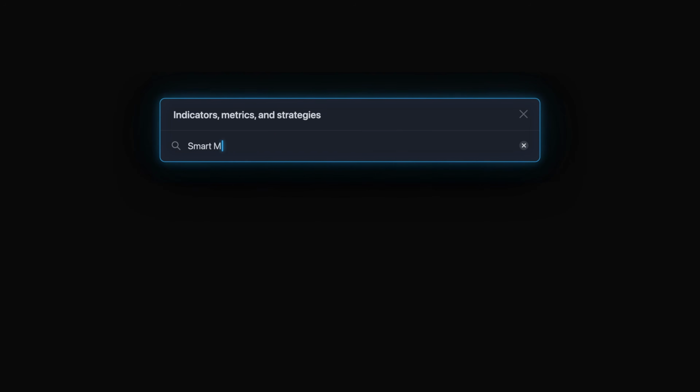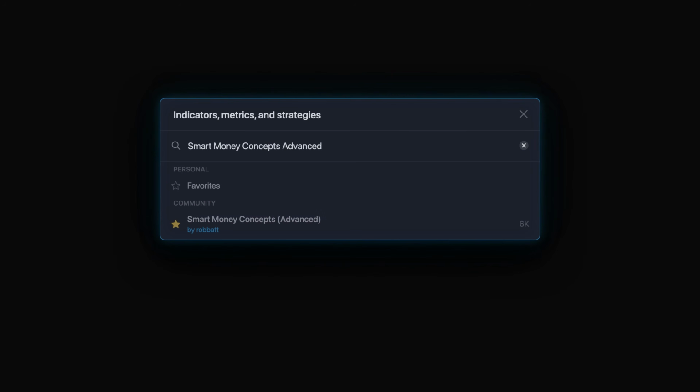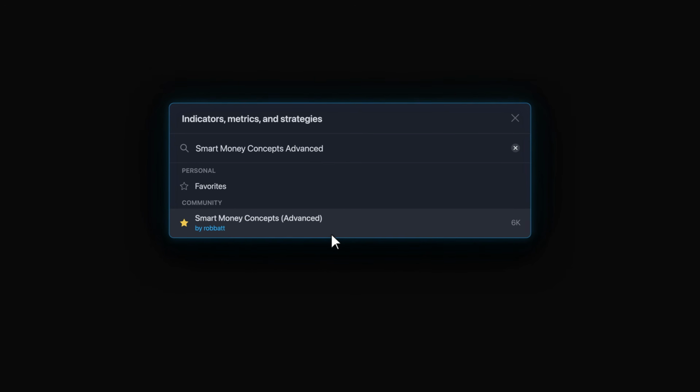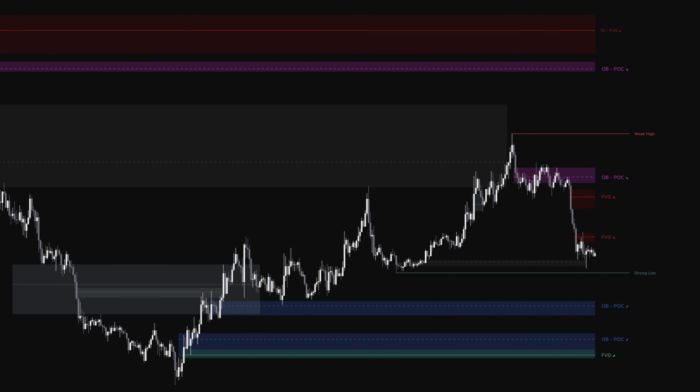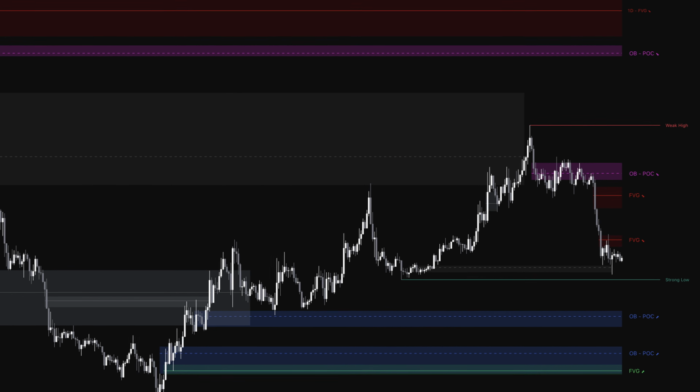Smart Money Concepts Advanced, created by Rabat, is a full SMC system built around volume-profiled order blocks, and that single design decision separates it from most other indicators in this space.